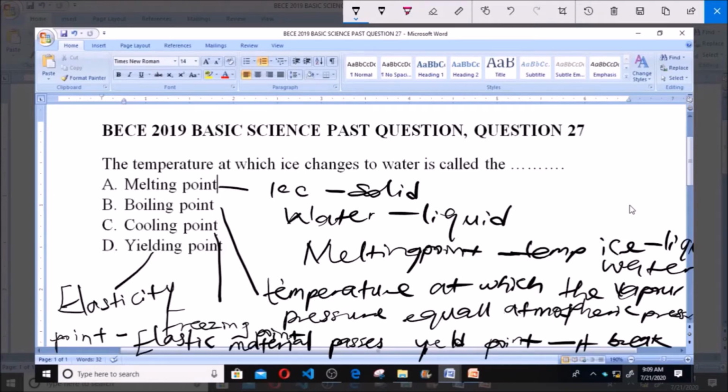So the temperature at which ice changes to water is called the melting point. It's changing from solid to liquid. So our answer here is A, melting point.